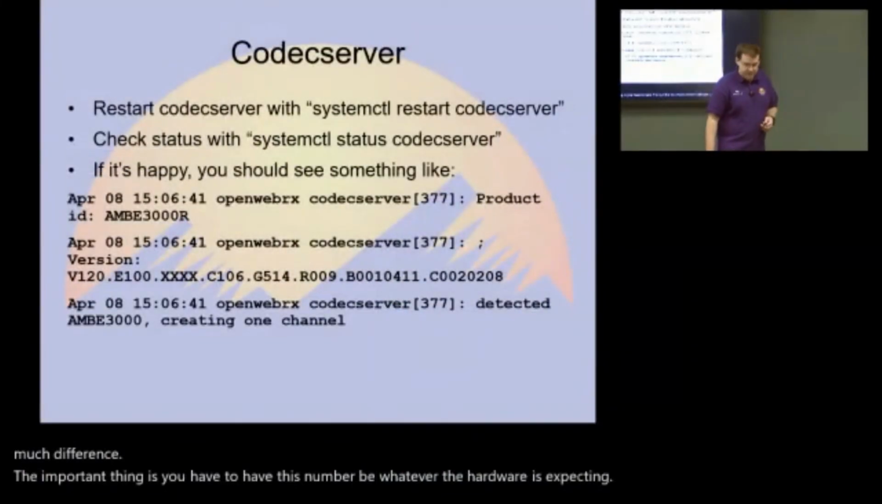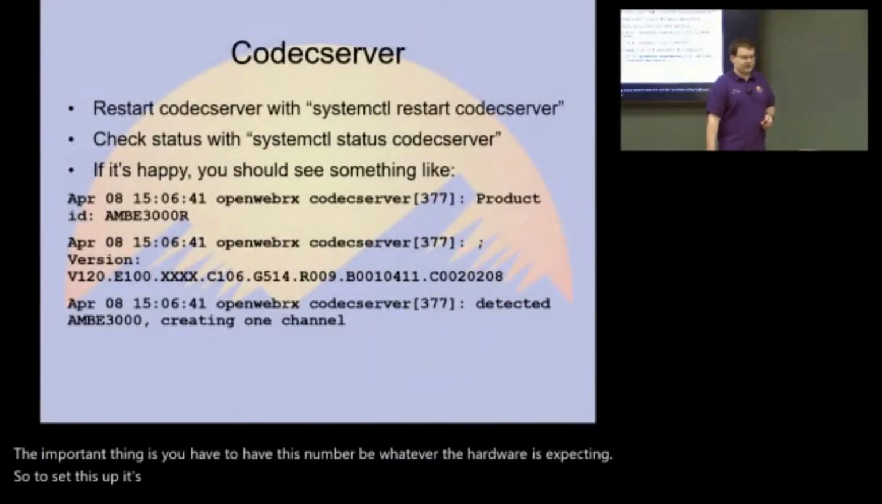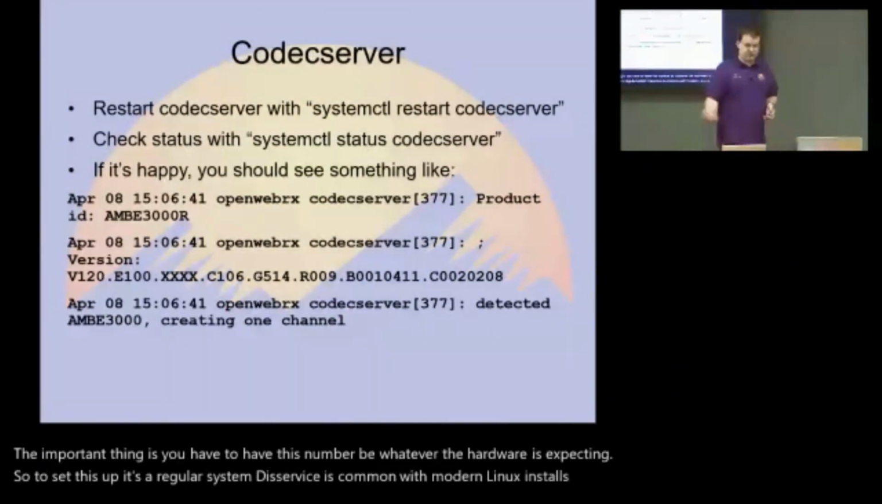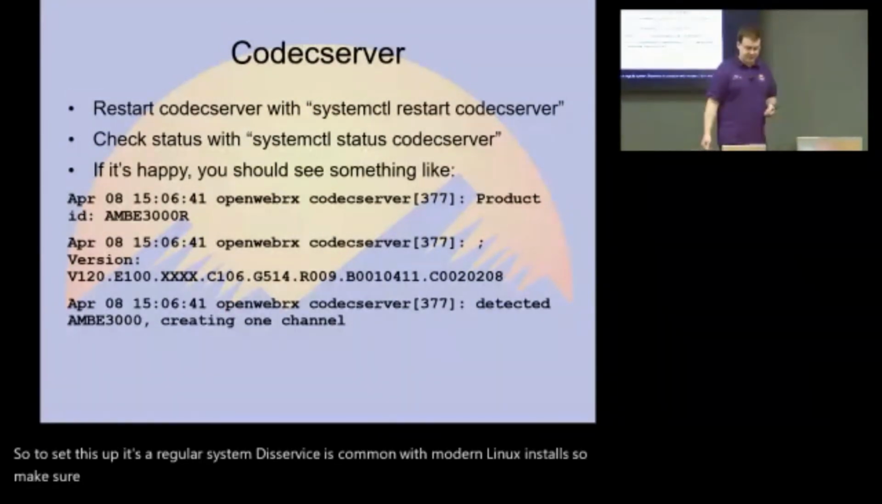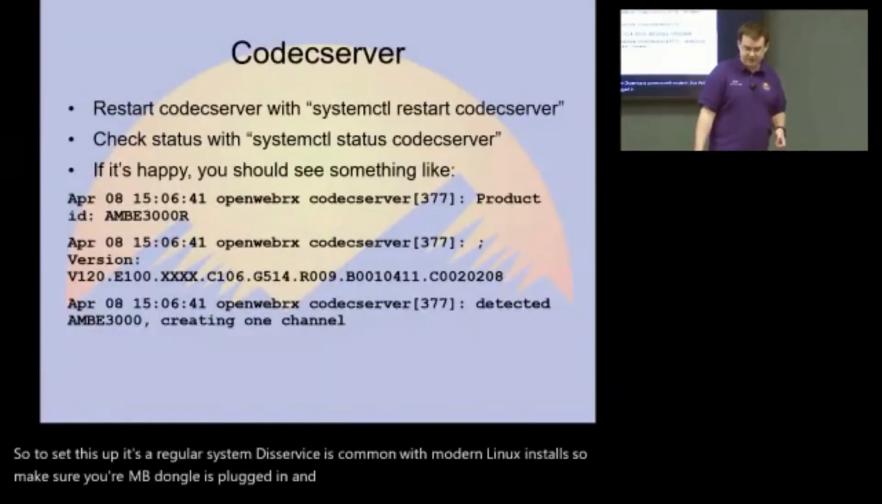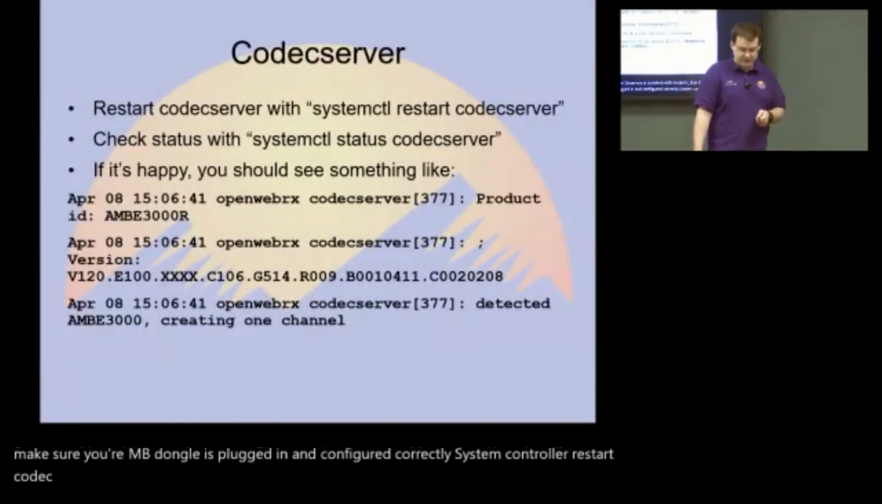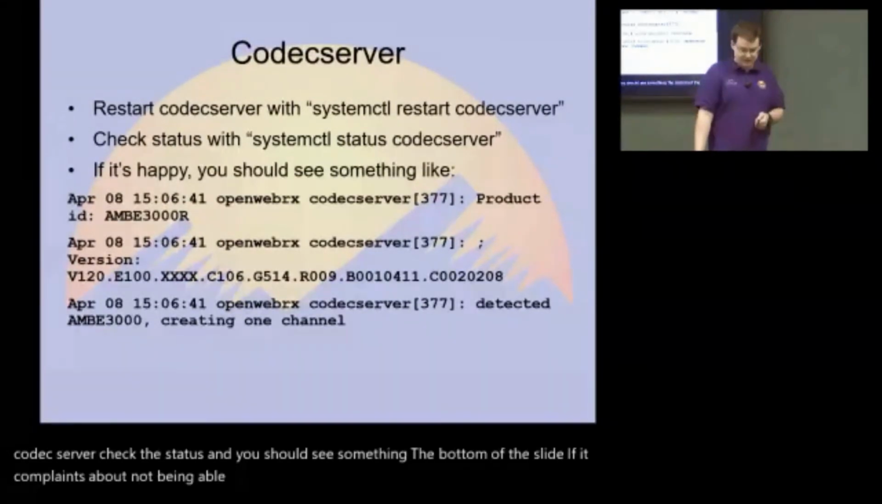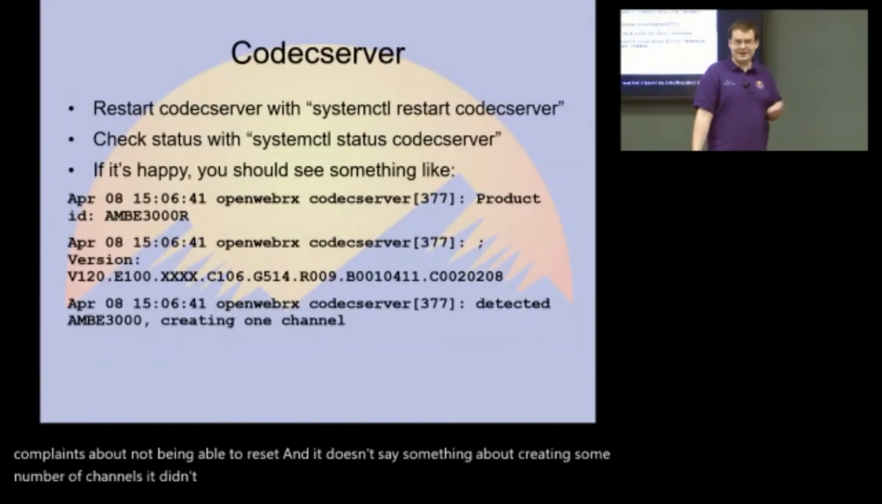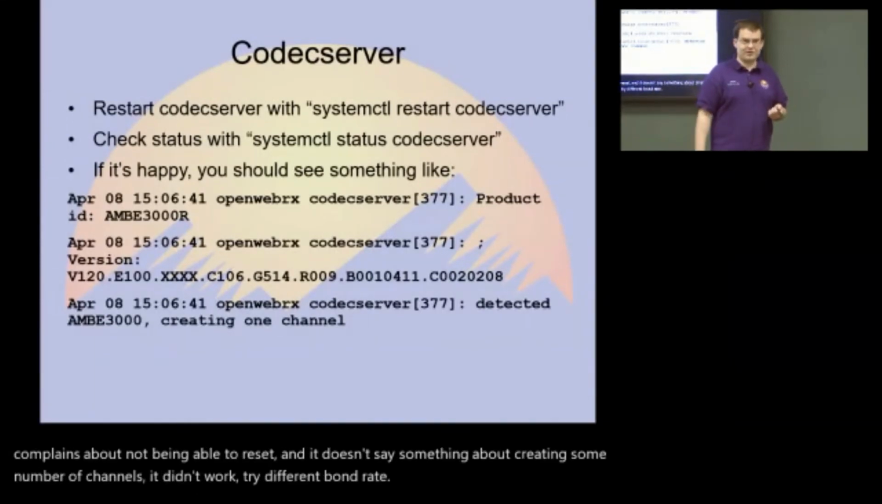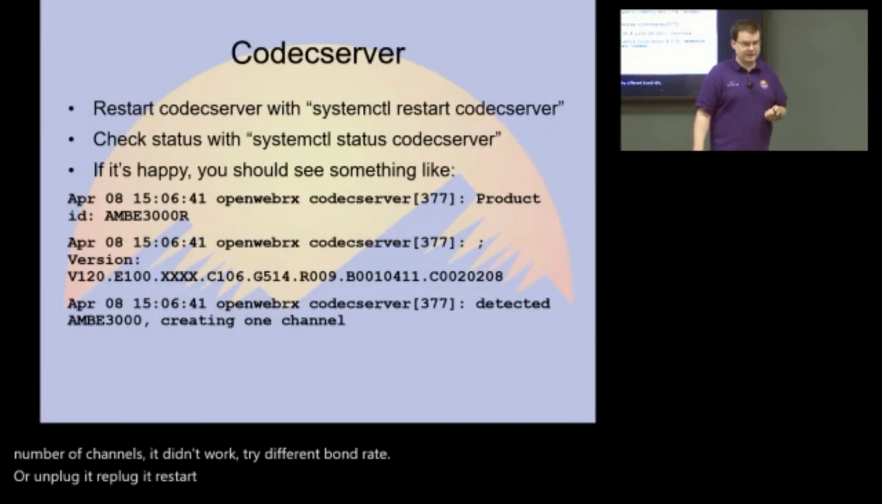So to set this up, it's a regular systemd service, as is common with modern Linux installs. So make sure your AMBE dongle is plugged in and configured correctly. systemctl restart codecserver. Check the status, and you should see something like the bottom of the slide. If it complains about not being able to reset, and it doesn't say something about creating some number of channels, it didn't work. Try a different baud rate, or unplug it, replug it, restart it. Like I said, they're a little finicky.